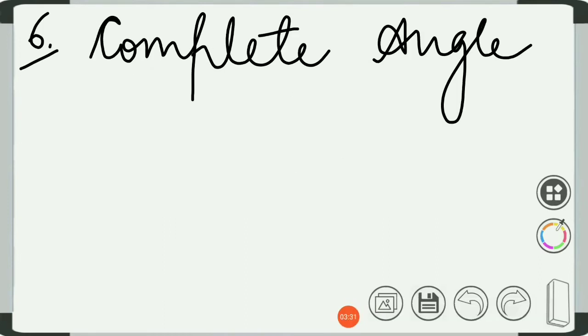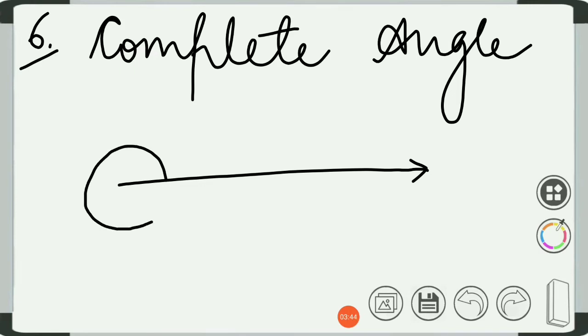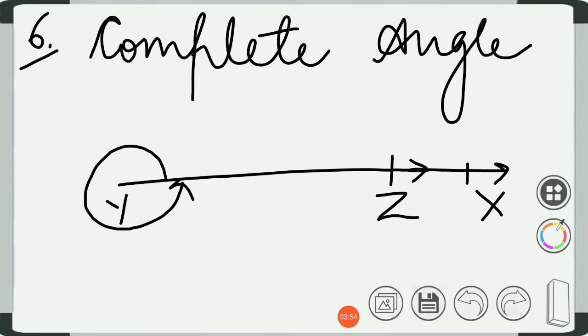Now the sixth one is complete angle. As its name indicates, an angle whose measure is a complete 360 degree. It means it rotates and completes its 360 degree. This line goes there and then it rotates again, and this point is Z, this point is X and this point is Y. It rotates a complete 360 degree. It means it is a complete angle, an angle whose measure is 360 degree.